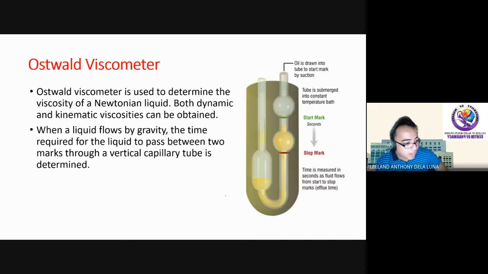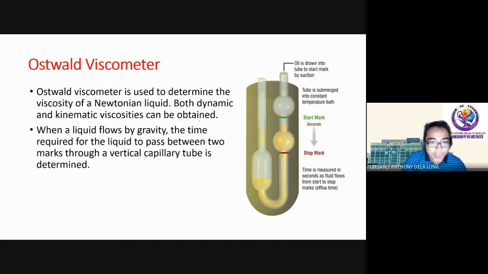So ito yung tinatawag na Oswald viscometer. It's used to determine the viscosity of a Newtonian liquid. Both dynamic and kinematic viscosities can be obtained because you can use this for the fluid and then the water. So makukuha mo yung relative viscosity. And then for kinematic viscosity, makukuha natin dito, kailangan mo lang is the density.